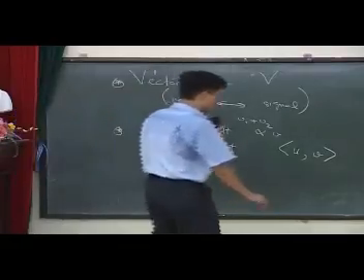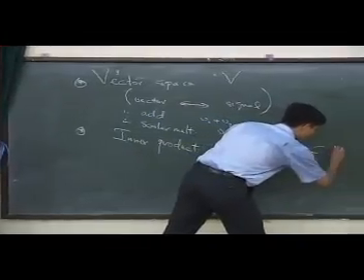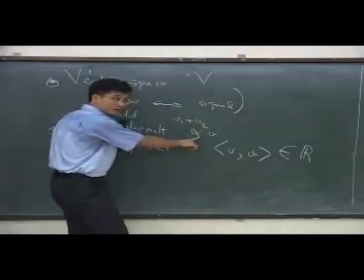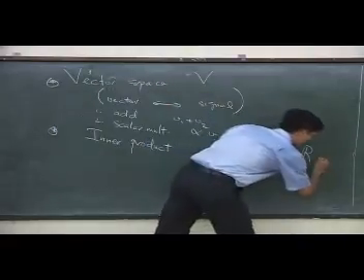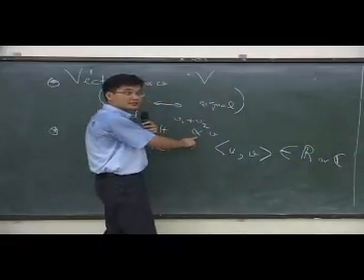And this number can be a real number if the vector space is defined as real, or a complex number if it is defined as complex.